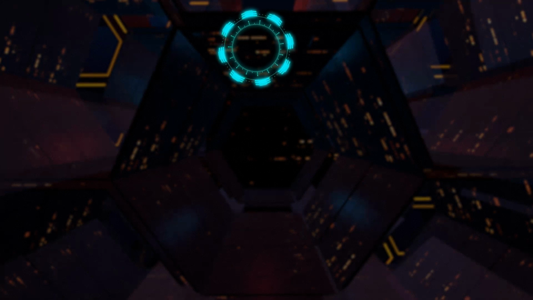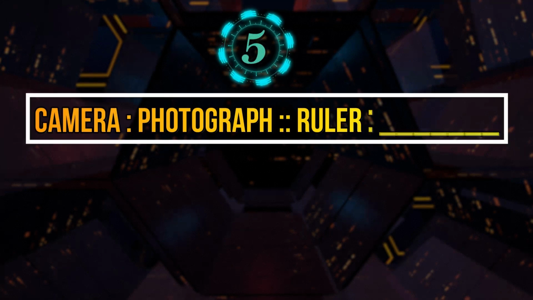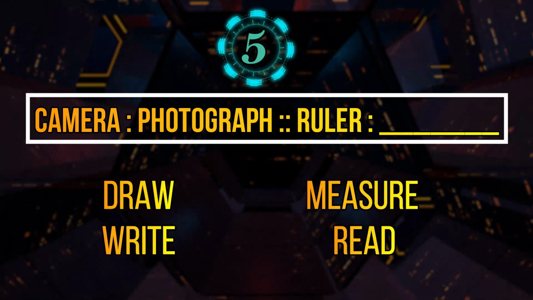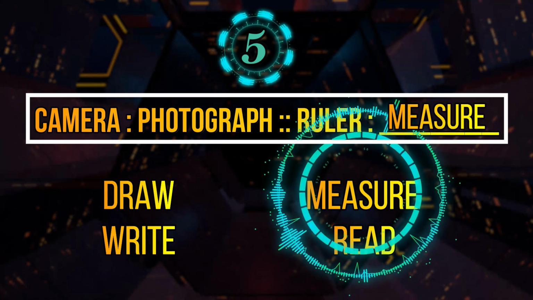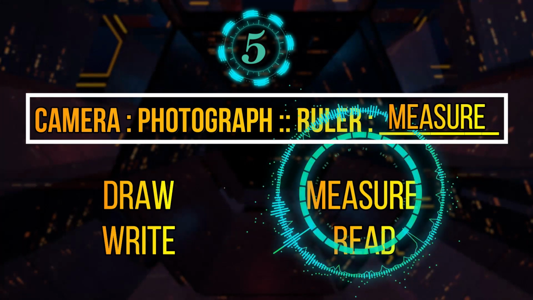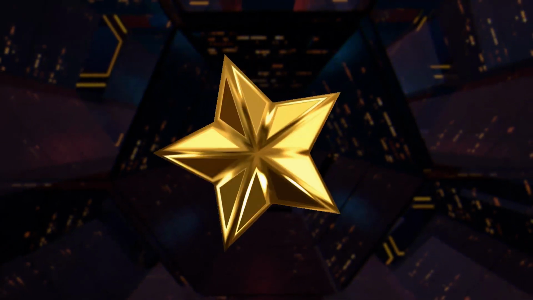Let's proceed with the last item. We have camera, photograph, ruler, blank. Is it draw, write, measure, or read? And the correct answer is measure. And this is an example of object to purpose or function analogy. Here's your star for your correct answer.